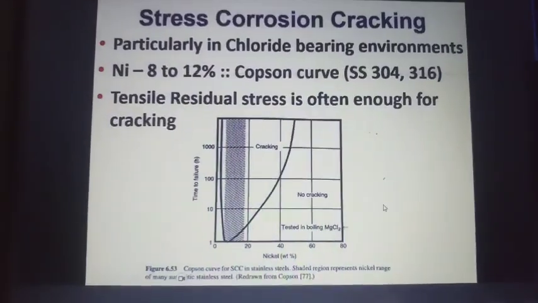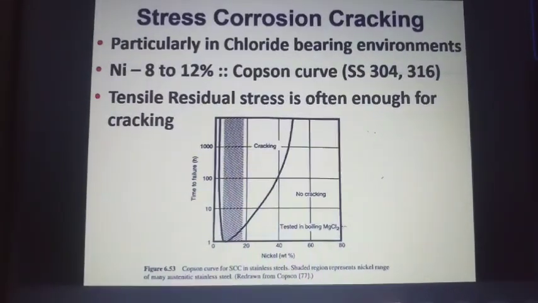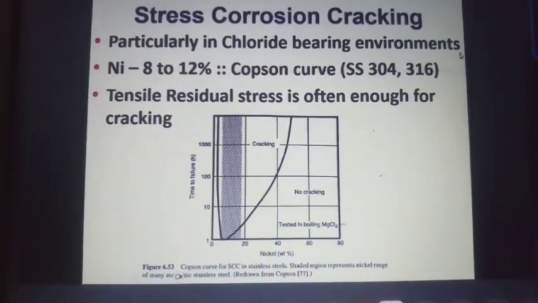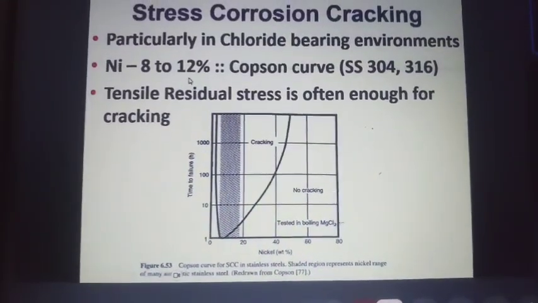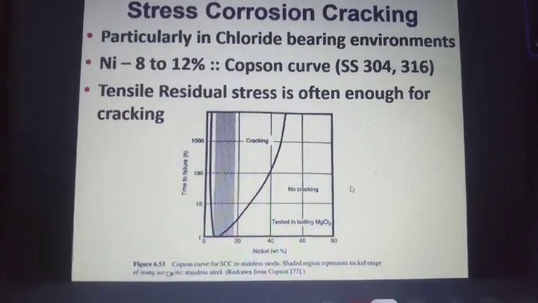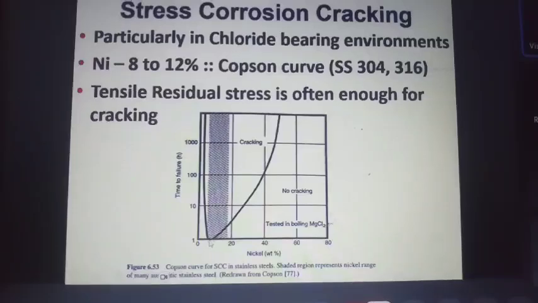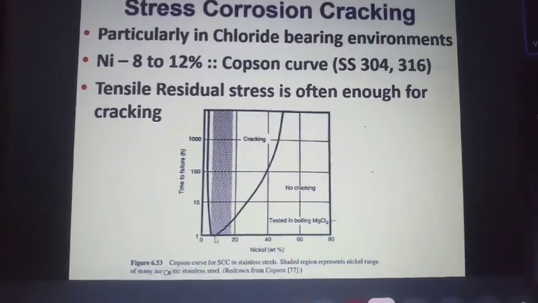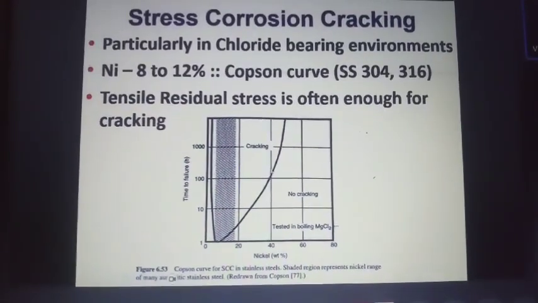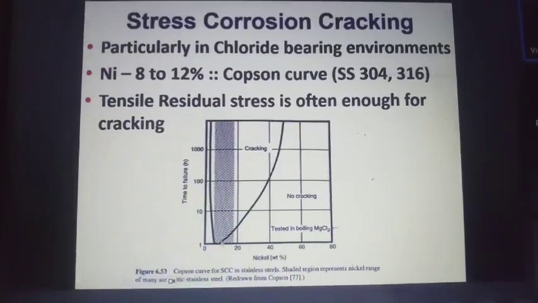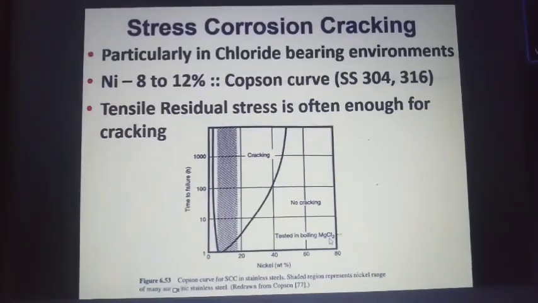Okay, so then we come to stress corrosion cracking. We discussed two: one is intergranular corrosion, one is knife line attack. The third one is stress corrosion cracking. Particularly in chloride bearing environment, the austenitic stainless steel undergoes stress corrosion cracking. The problem is because the nickel is 8 to 12% in austenitic stainless steel. This is the Copson curve. Where the nickel is 8 to 12%, Copson, a scientist, showed that the material has poor SCC resistance. When you lower the nickel, the SCC resistance improves. When you increase the nickel, the SCC resistance improves again. So only in a particular region is the SCC resistance very low, in magnesium chloride solution for austenitic stainless steel.